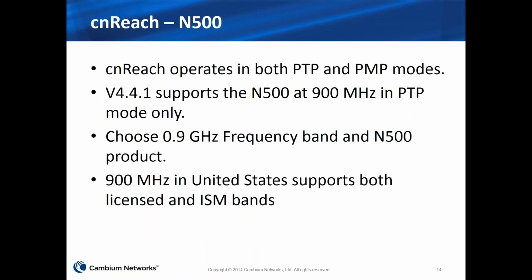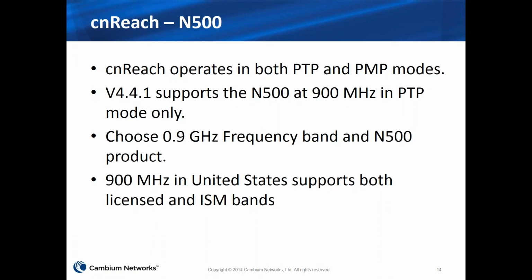This release of LINKPlanner will add the N500, which is the variant of the CNReach family that's coming in at this time, at 900 megs for the United States in PTP mode. We will be adding the PMP mode of operation very shortly.